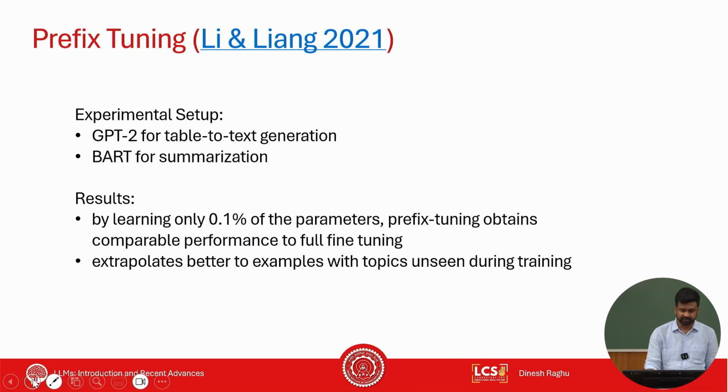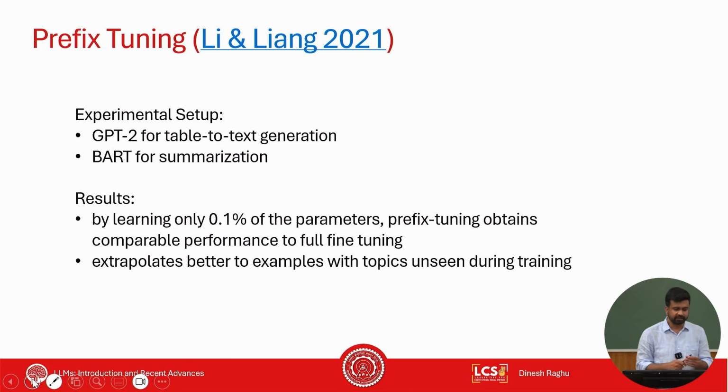So for prefix tuning, they evaluated their technique on two different setups. One is they used it for a task of table to text generation, where you have, let's say in Wikipedia, a table on the side about the bio and things like that, right? And on the right you have the introduction paragraph, which mostly contains everything that is there in the table. So that's an example of table to text, but there are other variants of it.